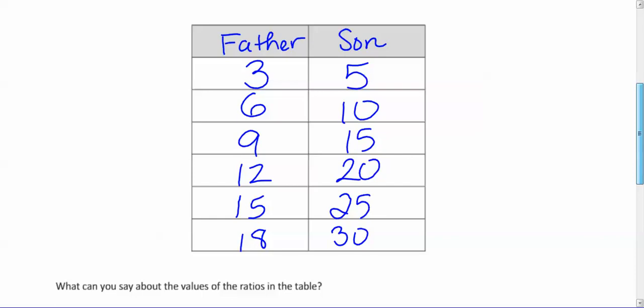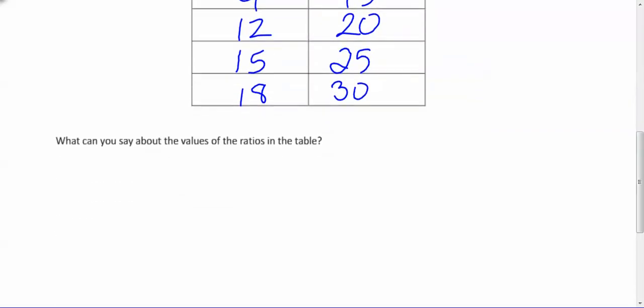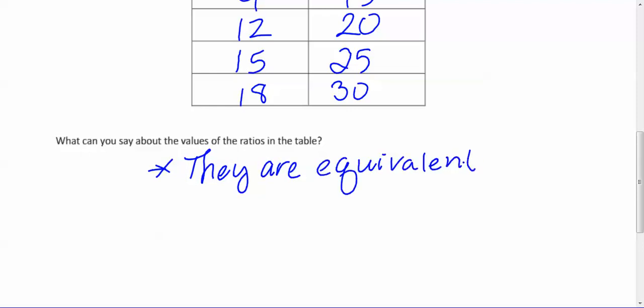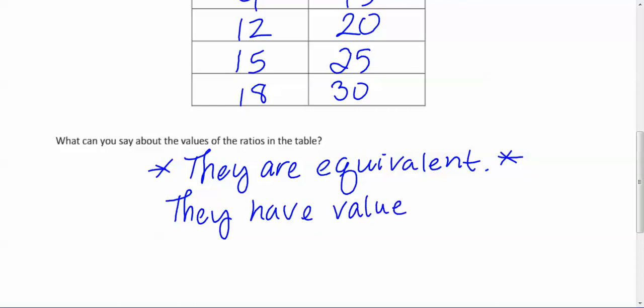If we were to simplify each and every one of those ratios, what would they all simplify to? Olivia? 3 to 5. Very good, perfect. They're all equivalent ratios. They all simplify to the same value, which was the answer to the unnumbered question here. It says, what can you say about the values of the ratio in the table? You should have on your paper, they are equivalent, or you'd want to say they have the same value, and you may or may not have said the value of 3 to 5.